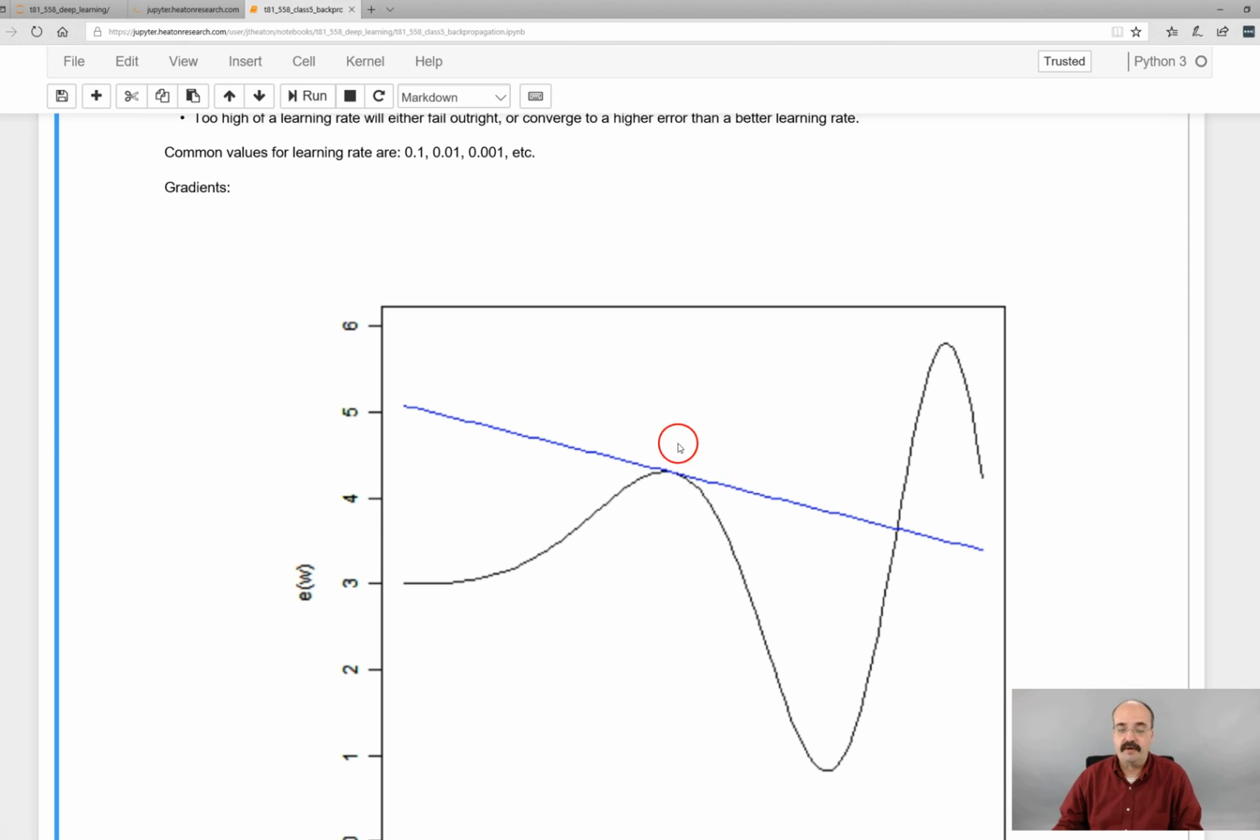If you made your learning rate too big, instead of gradient descending down here, you'd probably jump completely to the other side of it, and you would never find your way down to this lower value. So learning rate just describes how quickly we're going to attempt to push the weights to optimal values.